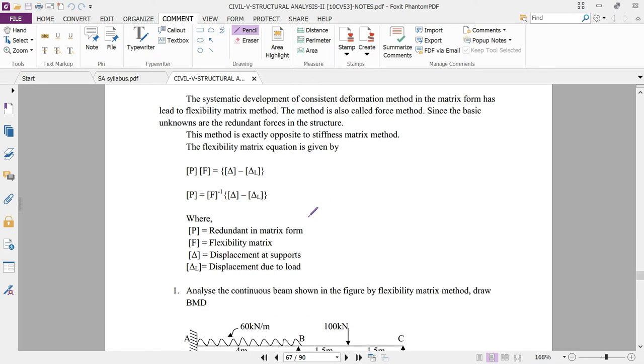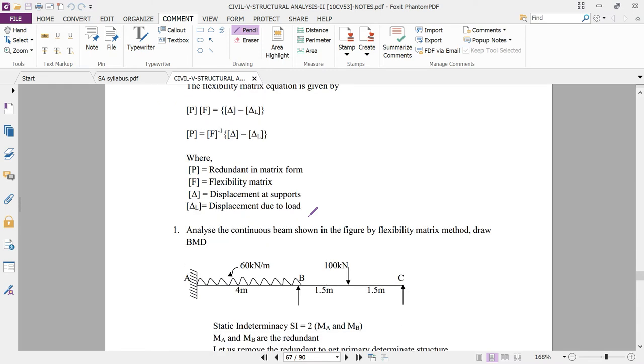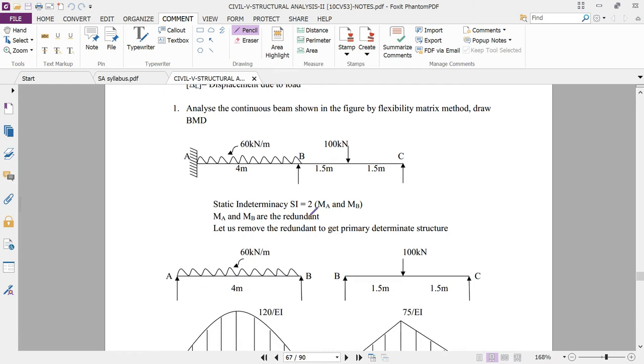Here, the nomenclature of the formula is: P is the redundants in matrix form, that is, the unknown redundants. F is the flexibility matrix that you will form as per the unknowns. Delta is the displacement at the support. Delta L is the displacement due to the load. Okay, so you have to understand this basic equation, because this is the equation applicable to solve your numericals. So let us directly start with the numerical.